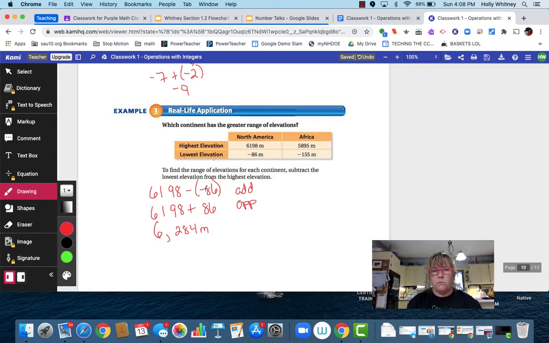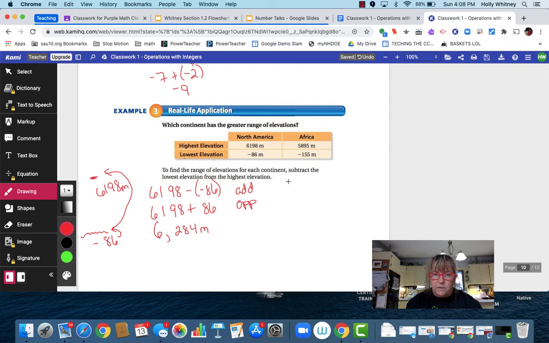That doesn't seem to make sense when we're talking about subtraction, except when we're talking about the range. You're looking at something that is 6,198 meters above sea level. Let's say sea level is here. And you're comparing it to something that is negative 86. Well, you have to jump up 86 steps just to get to sea level, and then you have to jump up another 6,198 meters to get to the highest elevation. So it does make sense that it's actually larger. All right, let's try the other one.